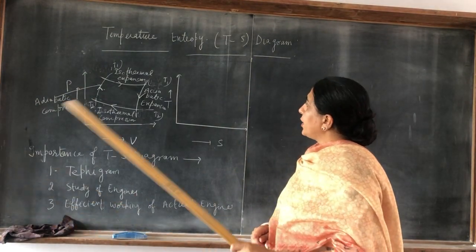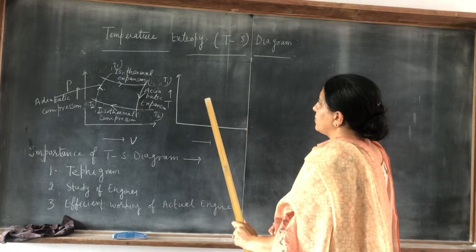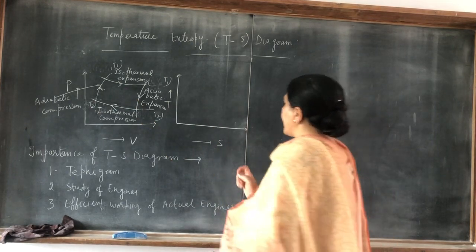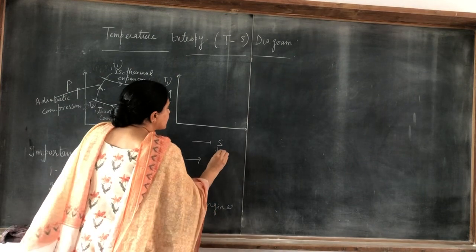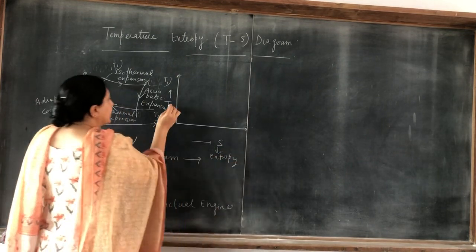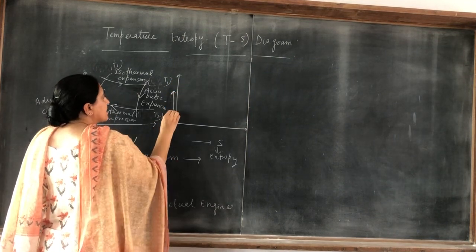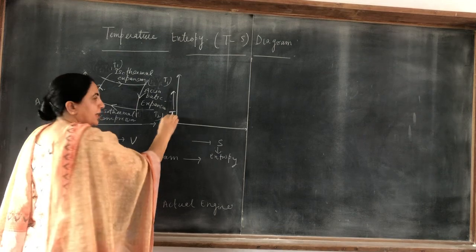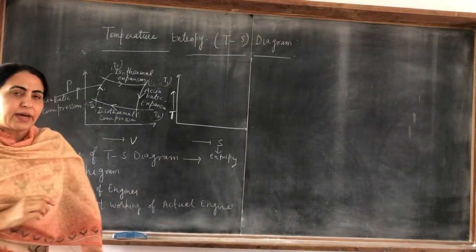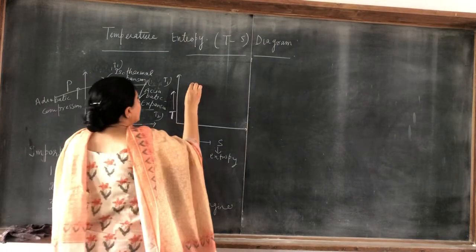Then if we draw the same diagram in terms of entropy, S stands for entropy, and temperature T on this side. Clear? If we draw the same diagram, the cycle will be like a rectangle.